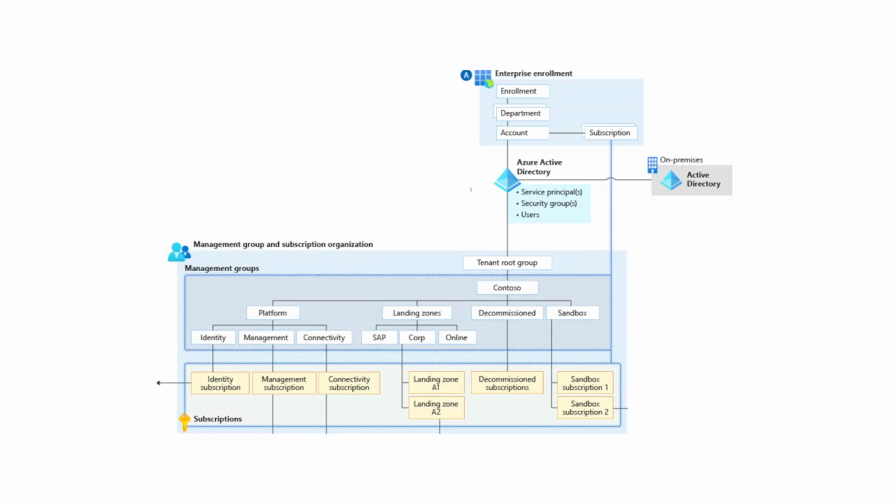What I'm talking about here is, once we have the tenant, what we recommend for the enterprise level customer is to have management groups in it. And for the management group, we usually recommend three kinds of subscriptions. One is for the platform, the other is for the landing zone, and then we can have a separate subscription for the sandbox and DevOps as well, right? What goes into the platform is identity management and connectivity. What goes into the landing zone is SAP, Corporation, Online. I will be discussing this in detail, but let's first talk about the tenant group.